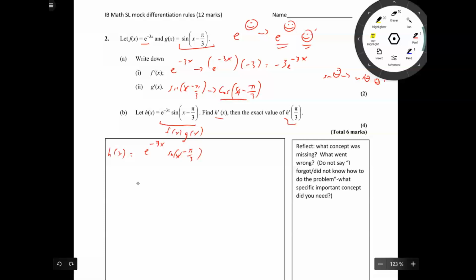Okay? So basically we're going to say, okay, e to the negative 3x is f, sine of x minus pi over 3 is g, and so the product rule in this case is going to be f times g dash plus f dash times g. So my f, I look above, is e to the negative 3x. And g dash, when I look above, is cosine of x minus pi over 3. And the second term is going to be f dash, which is negative 3 e to the negative 3x, and g is going to be sine of x minus pi over 3.